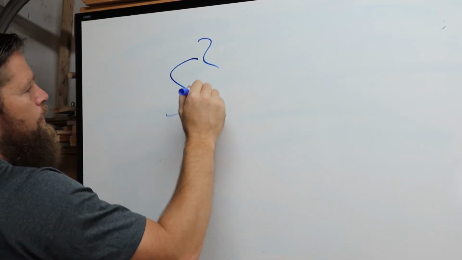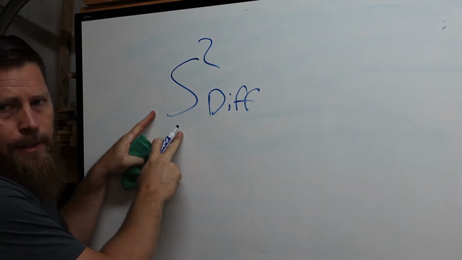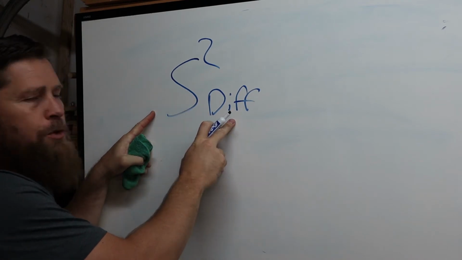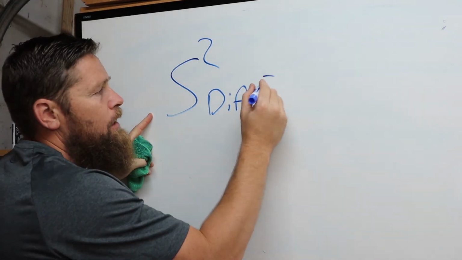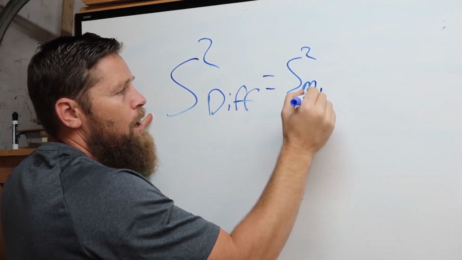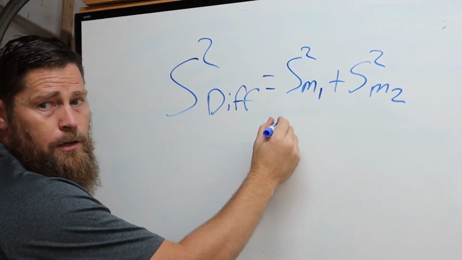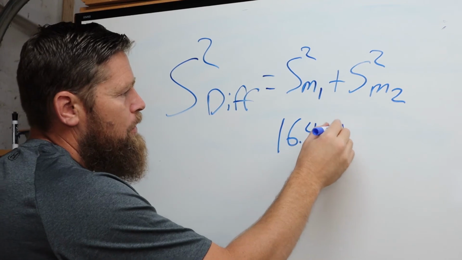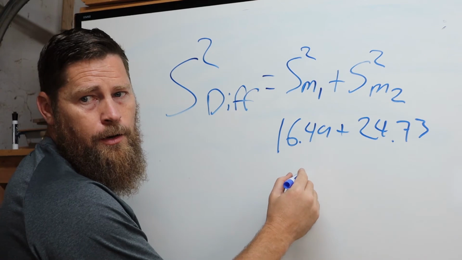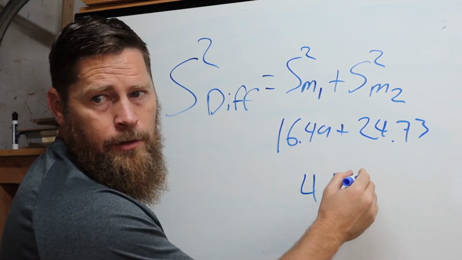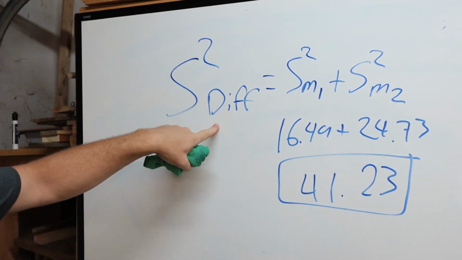So now that we have those, we can get S2 diff, which is the unbiased estimate for the distribution of differences between means. Crazy, right? How do you do it? It's S2 sub M1 plus S2 sub M2, or 16.49 plus 24.73, which equals 41.23. This is our variance estimate for the distribution of differences between means.